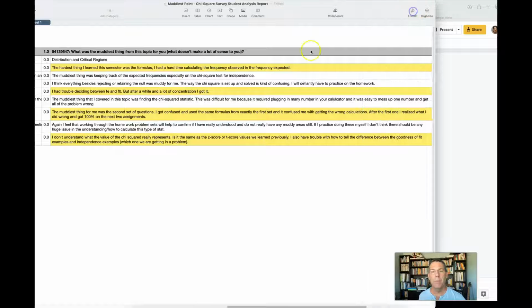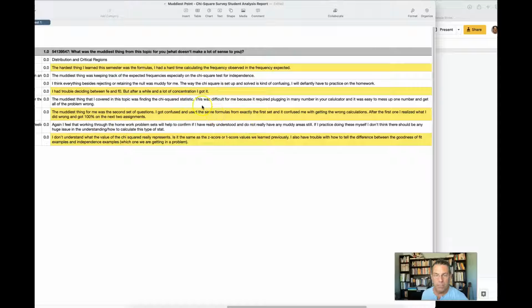One here is talking about the hardest thing I learned was the formulas. I had a hard time calculating frequency observed and the frequency expected. I had trouble deciding between frequency observed or expected, but after a while and a lot of concentration, I got it. And then this person said the muddy thing for me was the second set of questions. I got confused and used the same formulas as in the first set, and it confused me with the wrong calculations. And then I realized what I did wrong, and got 100% on the next two assignments.